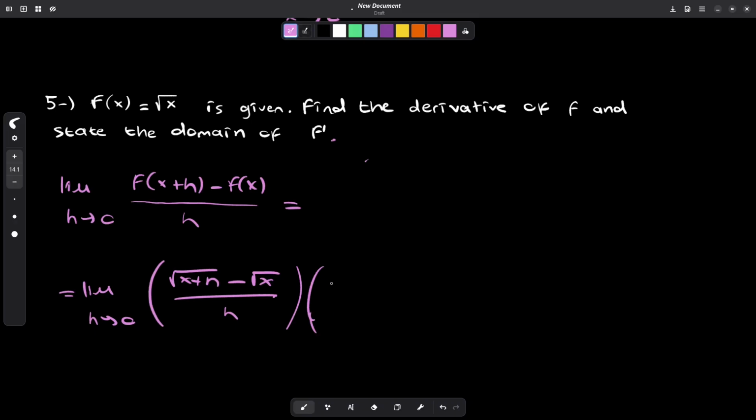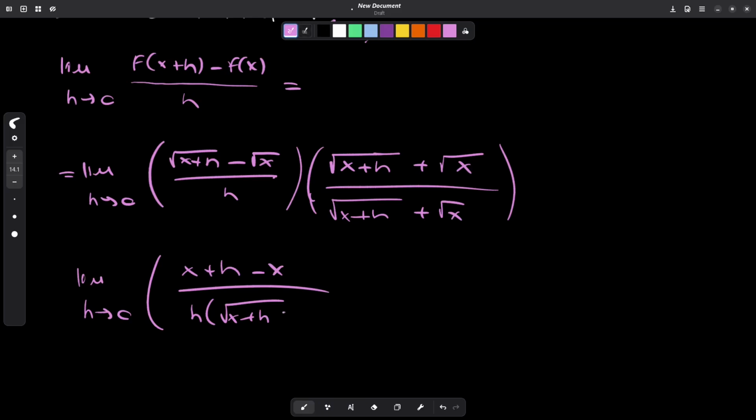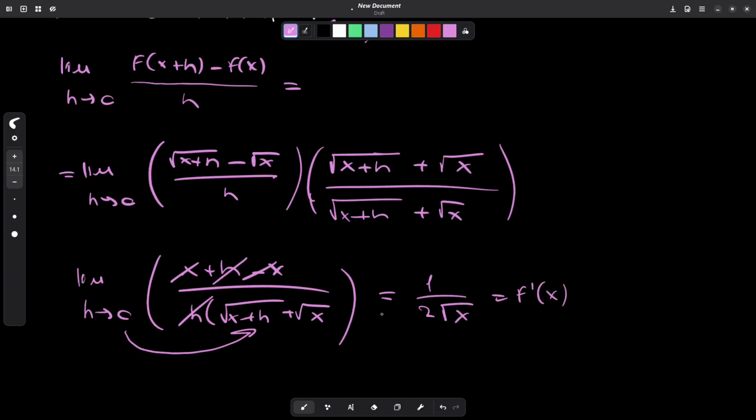Of course, I need to multiply this with the conjugate of it, root (x plus h) plus root x over root (x plus h) plus root x. This transforms into (x plus h minus x) over h times (root (x plus h) plus root x). From here, I can cancel the h and h. Now I can plug the 0 in, and I get 1 over 2 root x. My derivative is 1 over 2 root x.